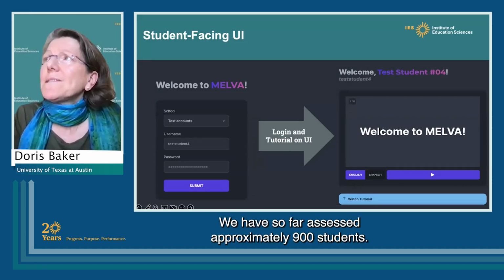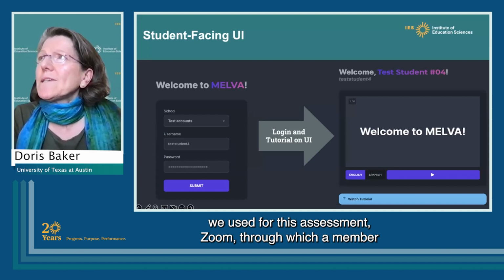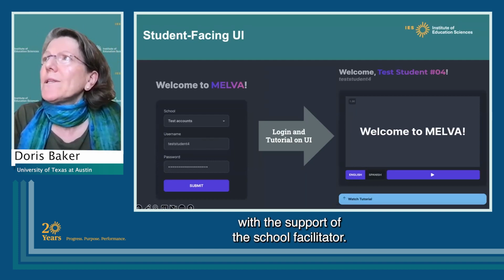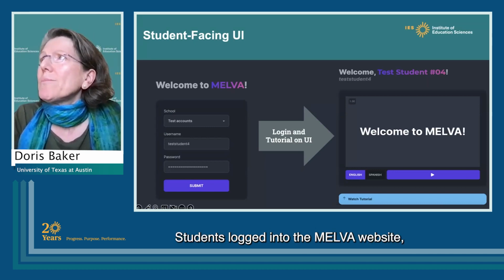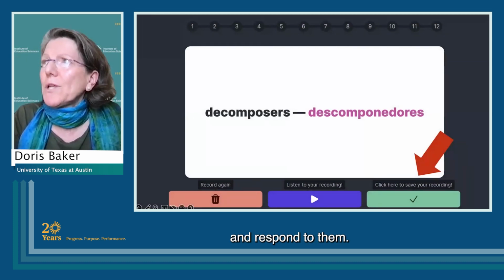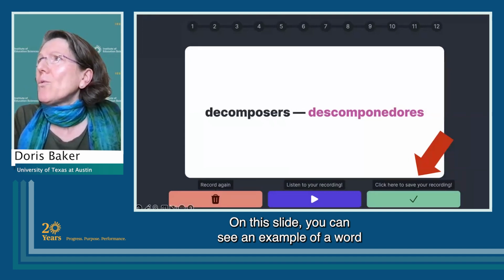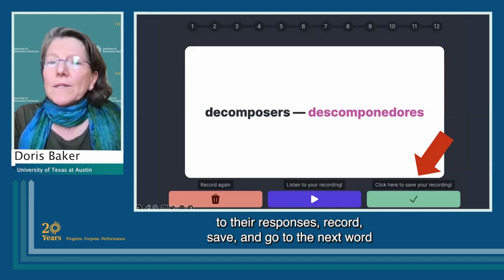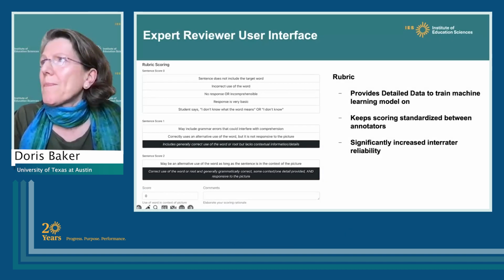We have so far assessed approximately 900 students. Given the recent pandemic, we used Zoom for this assessment, through which a member of the research team coordinated the assessment with the support of a school facilitator. Students logged into the MELVA website and took a tutorial on how to listen to the prompts and respond to them. On this slide, you can see an example of a word and the choices students have to either listen to the responses, record, save, and go to the next word, or delete and re-record.